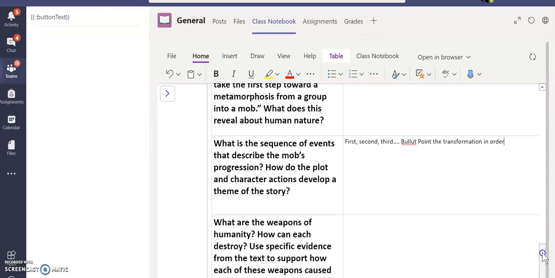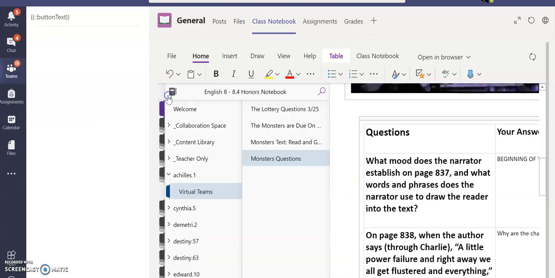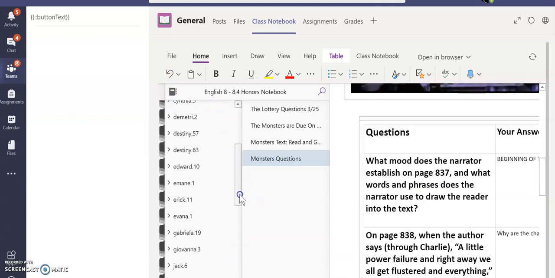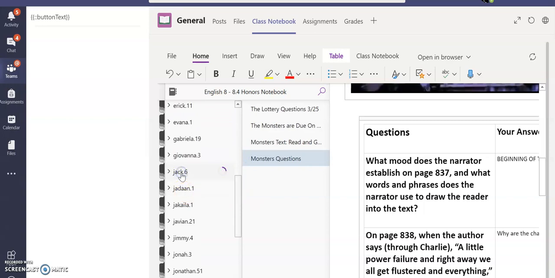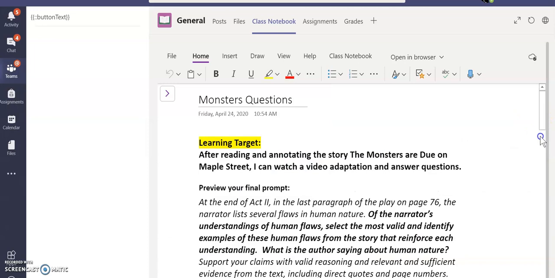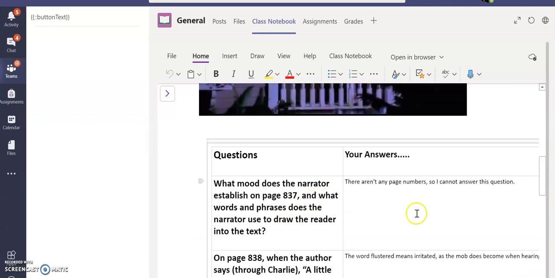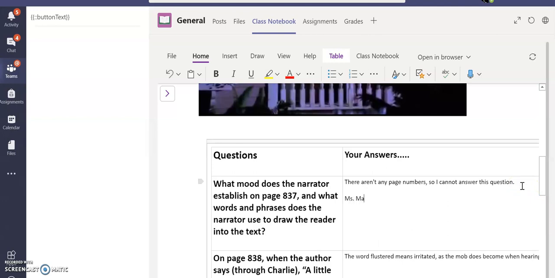Once you have answered these questions, you do not have to share your notebook. You can just type your answers here. And I can go in and I can read everyone's notebooks and I can make comments. Now, our good friend Jack has done a really good job with his work. Let me see if I can show you with his questions. Awesome. So Jack answered his questions, and now I can go in and Miss Maccini will give feedback, okay?